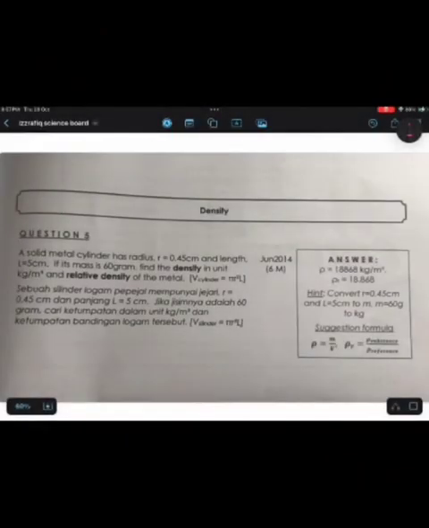For question 5, a solid metal cylinder has a radius of 0.45 cm and a length L equal to 5 cm. If its mass is 60 grams, find the density in units of kg per meter cubed and the relative density of the metal cylinder.